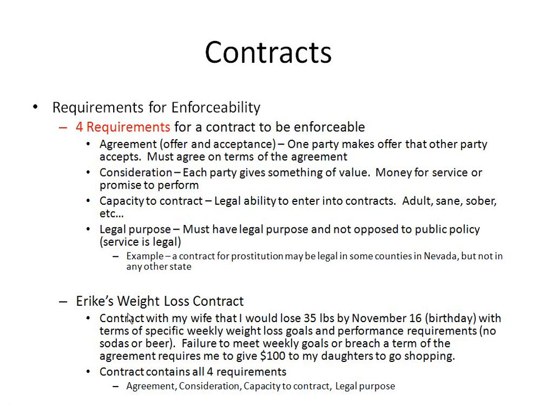All right, so I gave an example of my weight loss contract. I actually did this about 3 weeks ago. I have a contract with my wife and kids, actually. They can't contract, since they're under 18, so it's really with my wife. It says I would lose 35 pounds by November 16th, which is my birthday, with specific terms of weekly weight loss goals and performance requirements like no sodas or beer. There's also at least 30 minutes of exercise each day, all this other stuff. There are some very specific things in there.